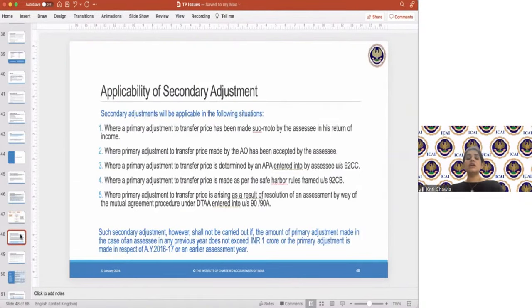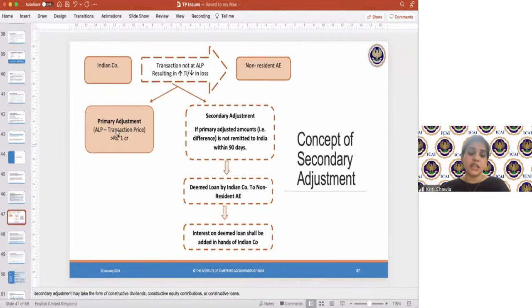This is a slide which says that secondary adjustment will be applicable only if there is a primary adjustment. Obviously, you can get a secondary adjustment only if there is a primary adjustment. Going back to the table, this slide basically says that only if there is a primary adjustment will there be a secondary adjustment.